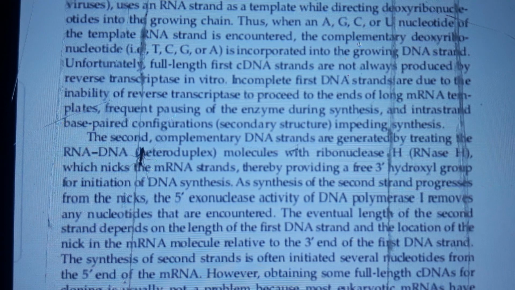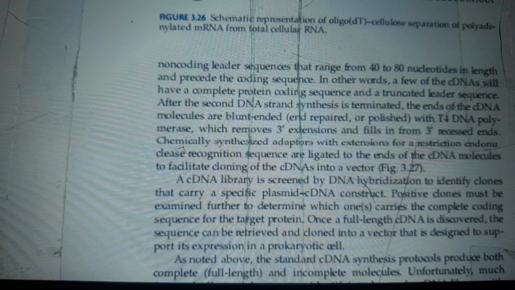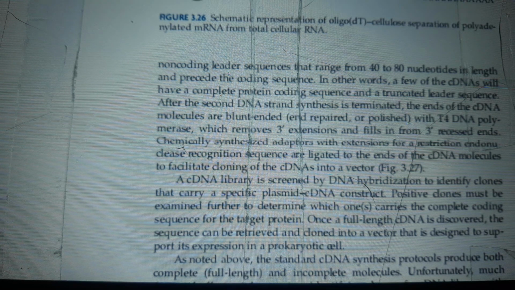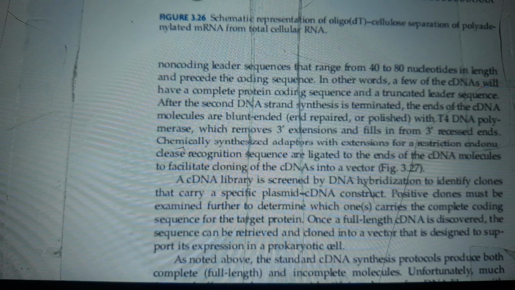However, obtaining some full-length cDNAs for cloning is not a problem because most eukaryotic mRNAs have non-coding leader sequences that range from 40 to 80 nucleotides in length and precede the coding sequence. In other words, a few of the cDNAs will have a complete protein coding sequence and a truncated leader sequence.